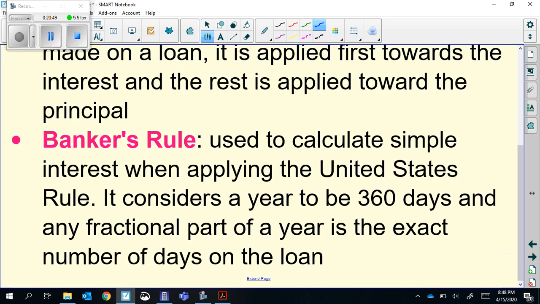Now, here's another rule, banker's rule. It says that to calculate simple interest when applying the United States rule, it considers a year to be 360 days, and any fractional part of a year is the exact number of days on the loan.